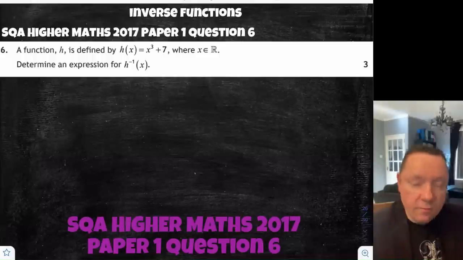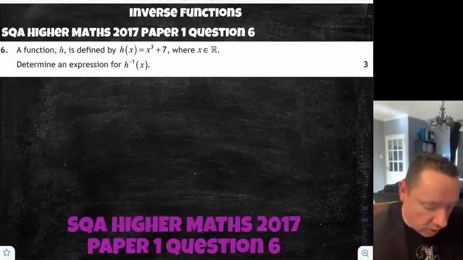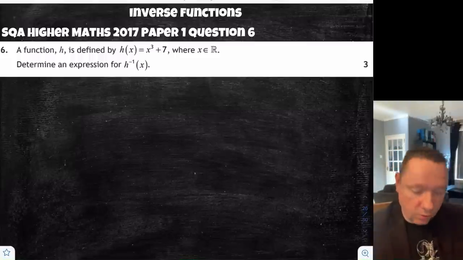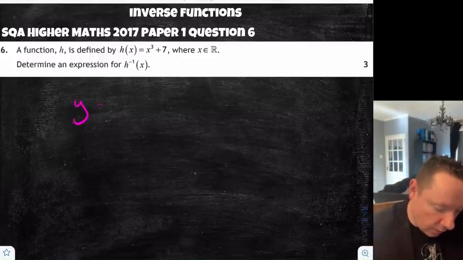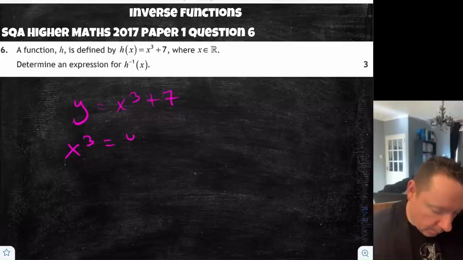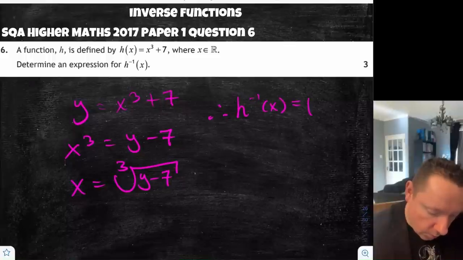And we're done there. Inverse functions, SQA Higher Maths 2017, Paper 1, Question 6. The function h is defined as x cubed plus 7. Determine the expression for the inverse function of h. So I can just write y equals x cubed plus 7, and make x the subject. So that means that x cubed is y minus 7. So x is the cube root of y minus 7. And therefore, the inverse function of h is equal to the cube root of x minus 7.